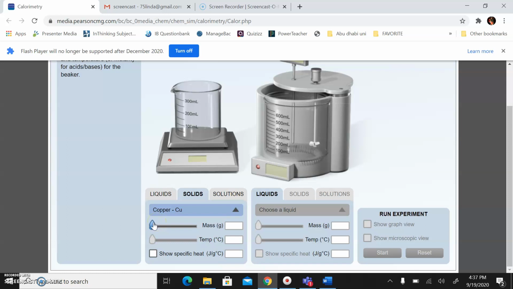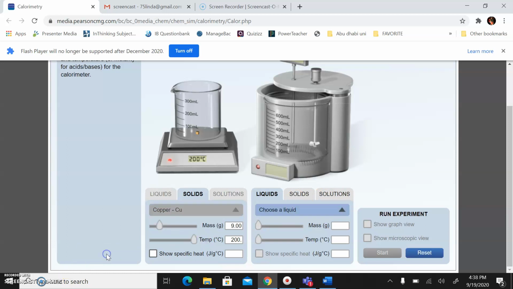I can change the mass of the copper. I can take 6 gram at the beginning, or I can take 10, as you want. Always make the temperature high, so I'm going to heat it up to 200 degrees. I will go here to next.